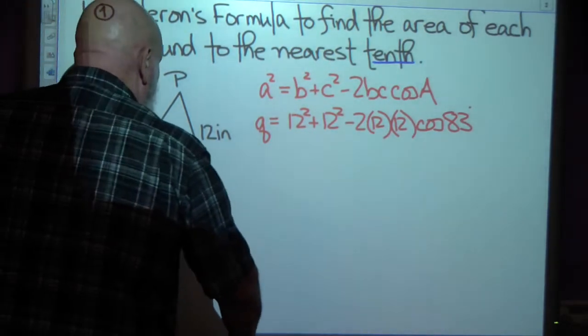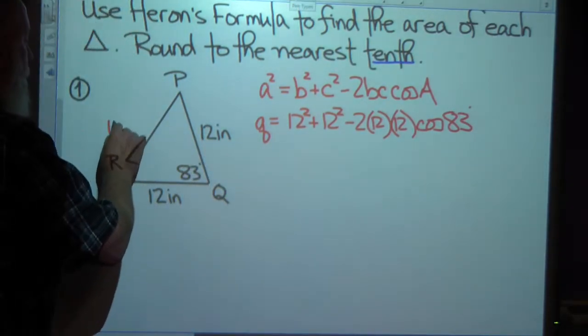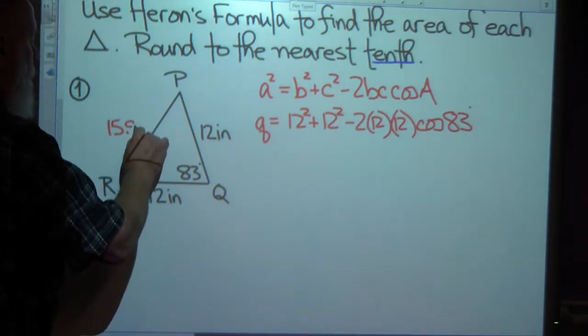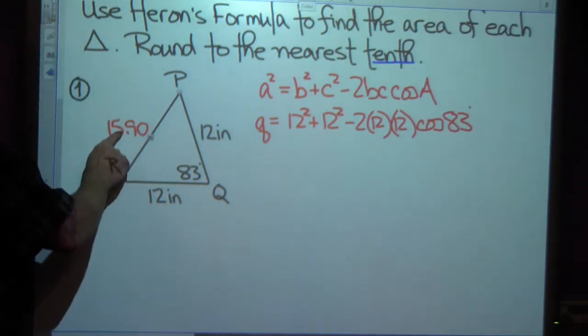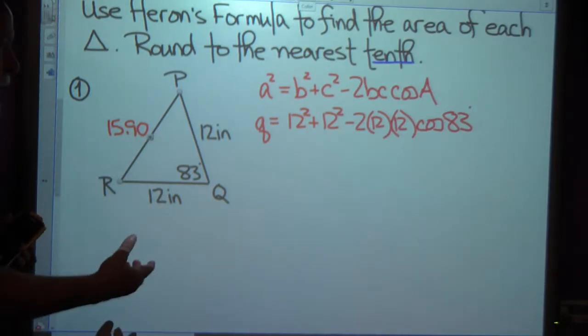$15.990 rounded to 2 places. That is the length of this side. Now I can use this to find half of my perimeter.